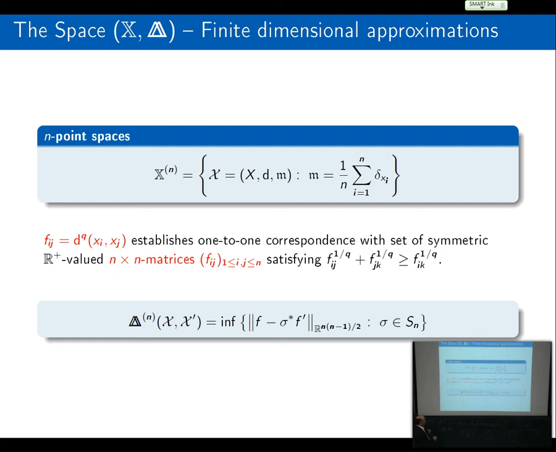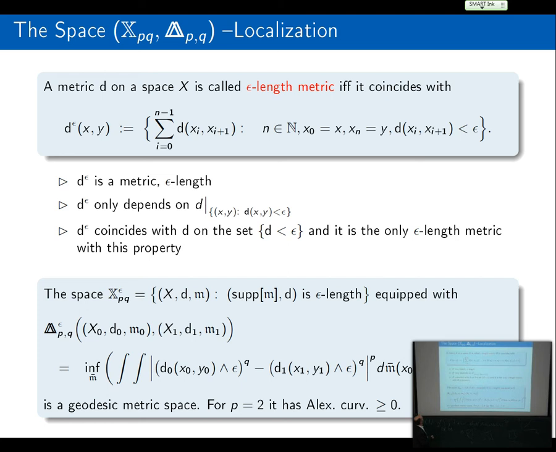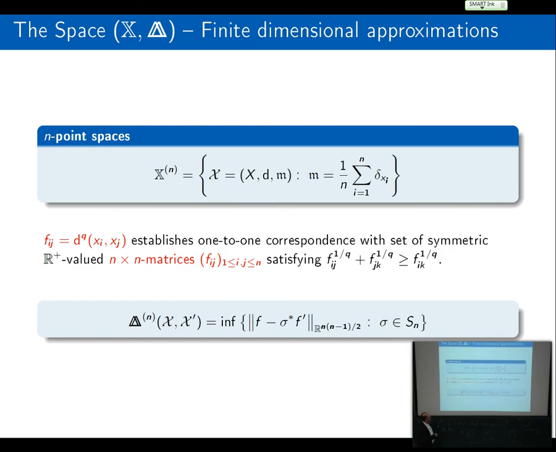Yeah? Here we have points x1 up to xn. The second space has points y1 up to yn. But of course, we can replace this y1 up to yn by y of sigma i. And this action of a symmetry group, this is now exactly what in the infinite dimensional case is the semigroup of measure preserving maps on the unit interval.